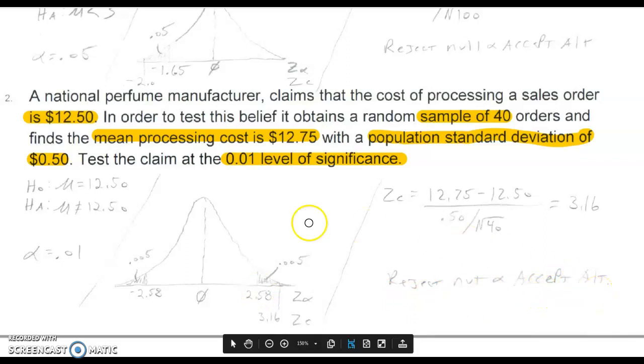We reject the hypothesis that the population mean is $12.50 and accept the alternative that it is not $12.50. Simply put, this particular sample with a mean of $12.75 is too far above the hypothesized mean of $12.50 to be considered likely if the true population mean were $12.50.